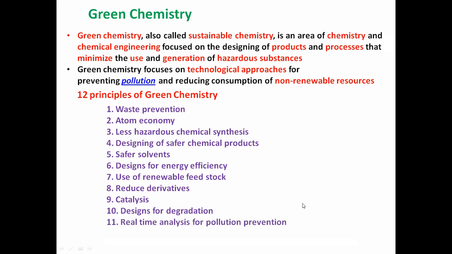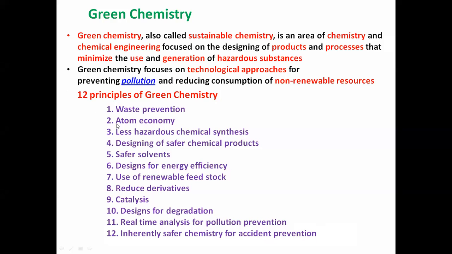Then real-time analysis for pollution prevention. It is the industrial part actually. Real-time analysis and inherently safer chemistry for accident prevention, avoiding the use of explosives and all. So these are the 12 principles we should follow, or any chemical industry must follow, to manufacture any product. So that we studied last time.